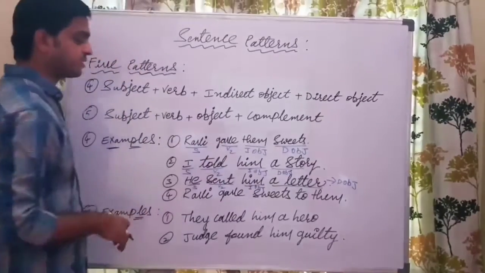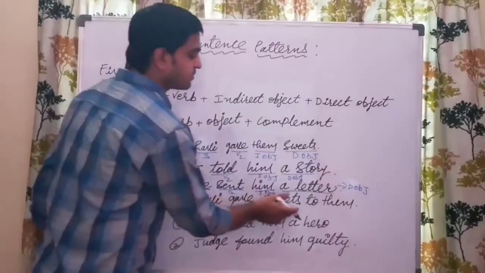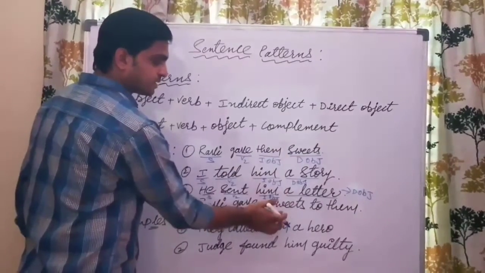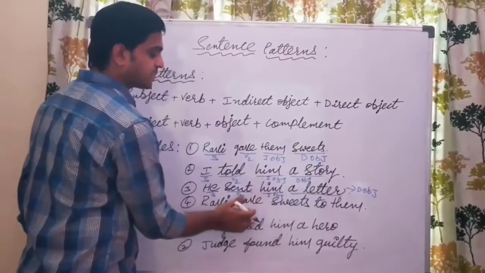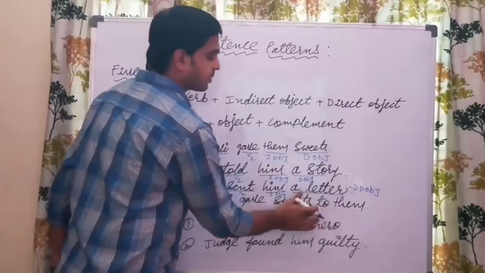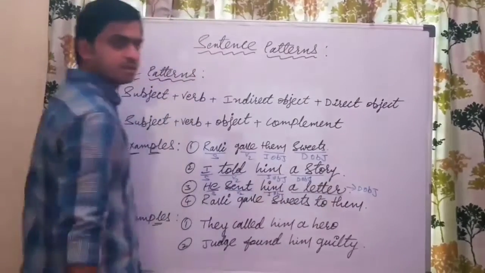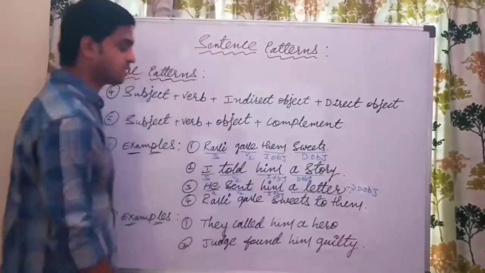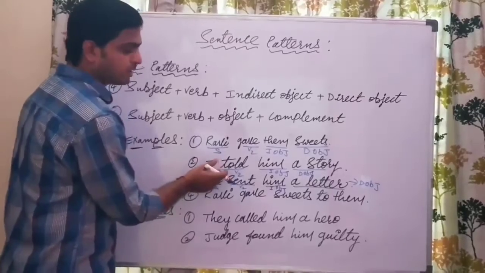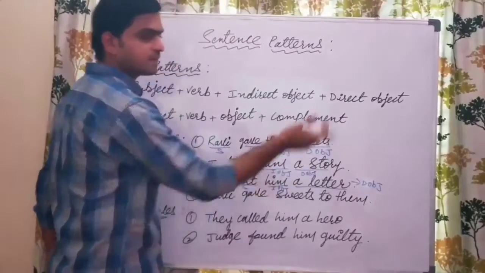So these three examples I wrote here, and in the fourth one, if you see, some changes are made in the example. Ravi gave sweets to them. I made some modification here. I kept the direct object first, after the verb. Afterwards I used the indirect object, them, by using the preposition to. So like this also we can convert: Ravi gave sweets to them. So we can keep the indirect object at the end of the sentence also. Again, in the second one also, we can write the sentence like this: I told a story to him. So direct object first, indirect object next.